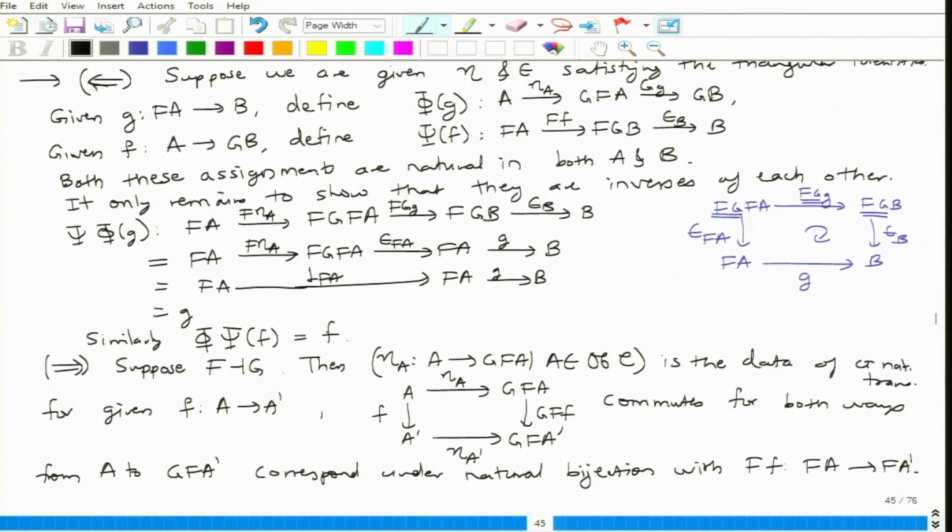Yeah, that phi g was the correspondent of G. So similarly, eta A composed with GFF is the correspondent of FF. And similarly, for the other one, we are taking F first and then eta A prime. Eta A prime corresponds to identity of FA prime, and then this is just A. So therefore, everything works fine. Okay, so this bijection, naturality of bijection is used here. So therefore, it is the data of a natural transformation.